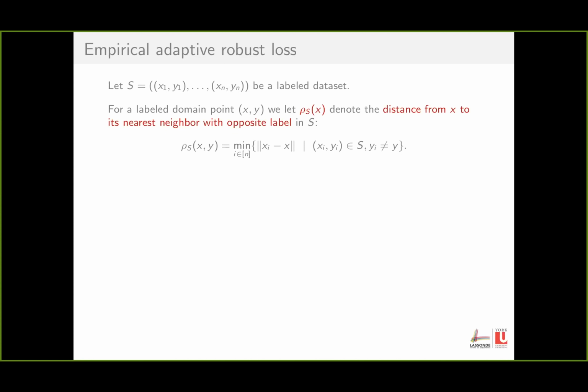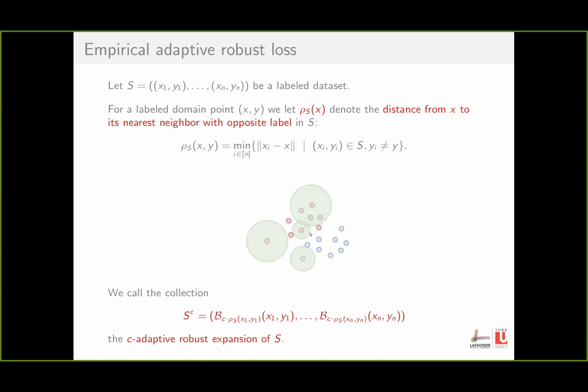So what this means is that for every data point, we can look at what is the distance to its closest point with a different label? And we can set the radius, the intended robustness radius, to half this distance, right? And if a classifier actually cuts within this ball that is defined by half the distance to a point with a different label, then we would assign empirical adaptive robust loss, right?